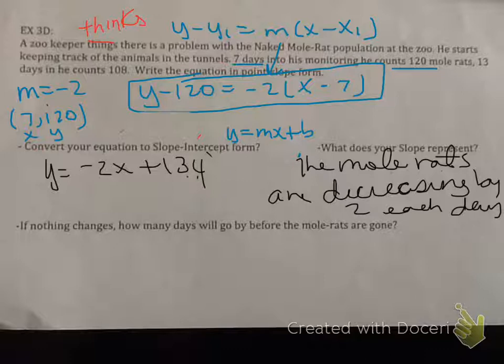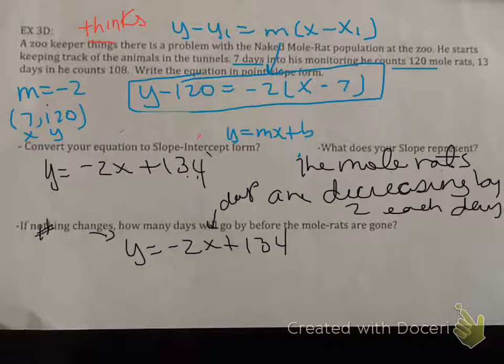If nothing changes, how many days will go by before the mole rats are gone? Alright, so how do we do this? Let's think of this. This is our equation here, and you got to remember what each stands for. X is the number of days. Y is the number of mole rats. So if we want them gone, that means it'll be 0.